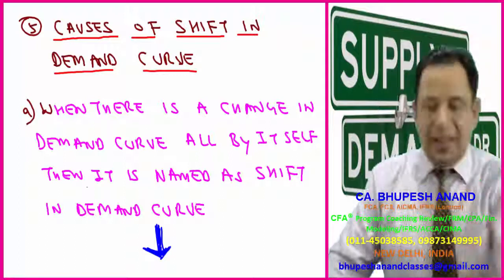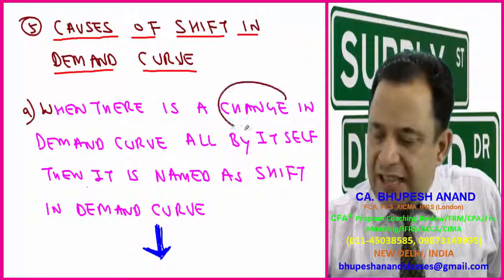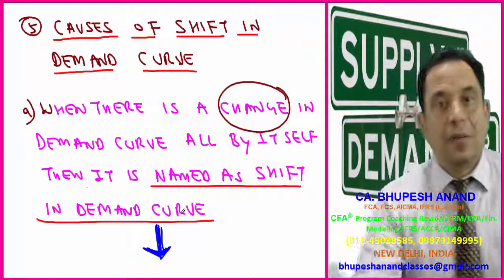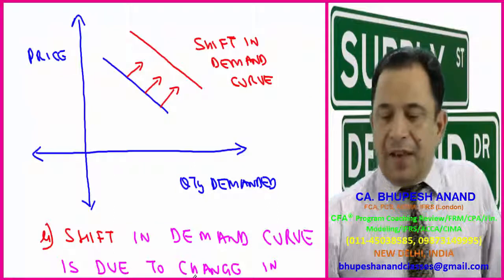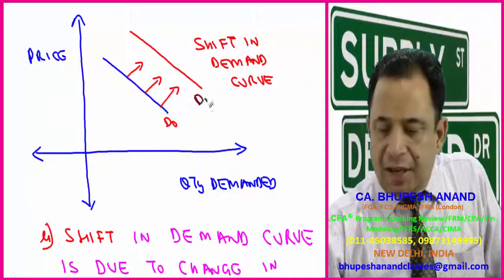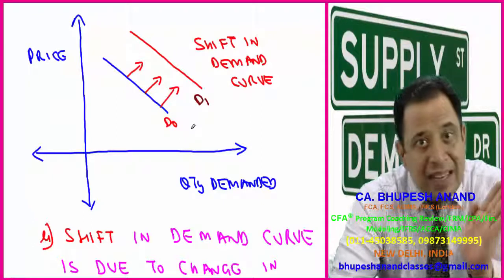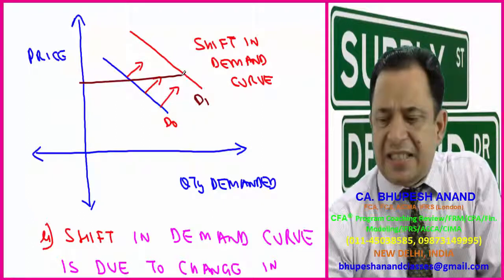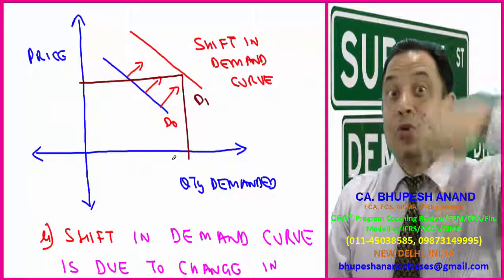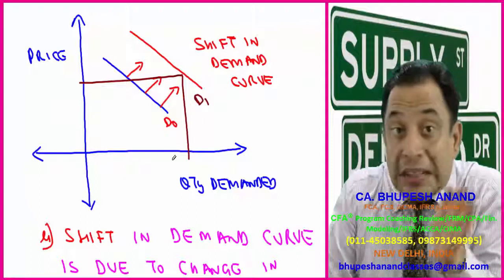This is shift in demand. When there is a change in the demand curve all by itself, it is named as shift in the demand curve. For example, here I have prepared, let this be the original demand curve and let this be the new demand curve. When there is an increase in demand with the same price, it means it is due to some other factors. It may be due to income, it may be due to the price of substitute products, it may be due to the price of complementary products.